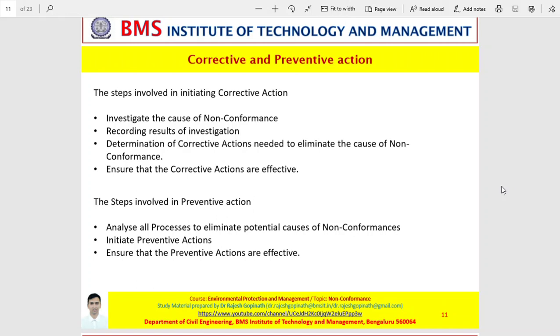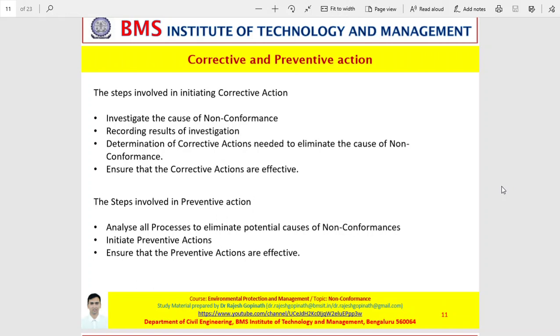So how do you go about it? Again, first you shall analyze all the processes to eliminate the potential causes of non-conformances. Then you shall initiate preventive actions, and finally you must check whether the preventive actions have been effective. So it is very similar to the steps involved in corrective action.